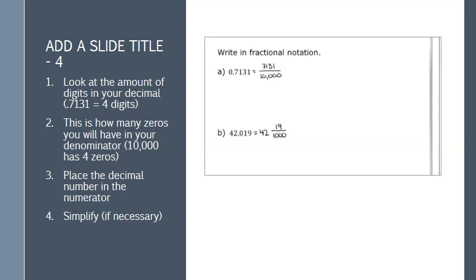and we're going to look to see how many digits are in our decimal number. We have 3 digits, 019, that makes it 3 digits. Therefore, we're going to have 3 zeros in our denominator. 3 zeros and a power of 10 makes it 1,000. So our 1,000 is going to be our denominator. We're just going to bring the number 19 over as our numerator. So 42 and 19 thousandths.